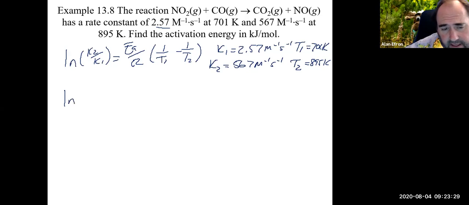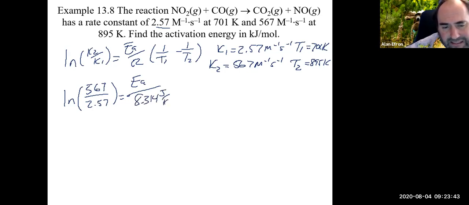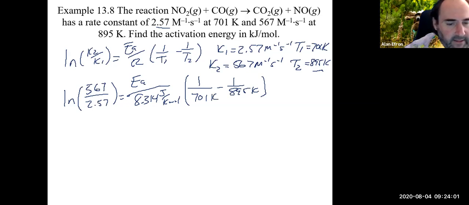We have the natural log of K2, which is 567, divided by K1, which is 2.57, equals E of A, which is what we're looking for, over 8.314, which is our gas constant, times 1 over T1, which is already in Kelvin (if it wasn't, you do need to convert it), minus 1 over T2, also in Kelvin. And again, if it was not, you do need to do a little conversion there.